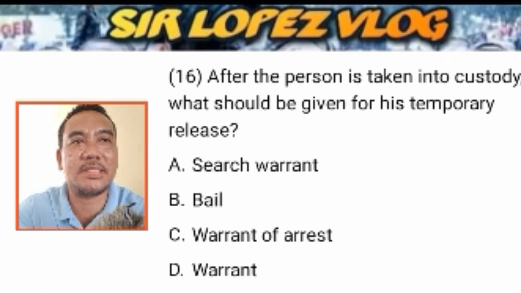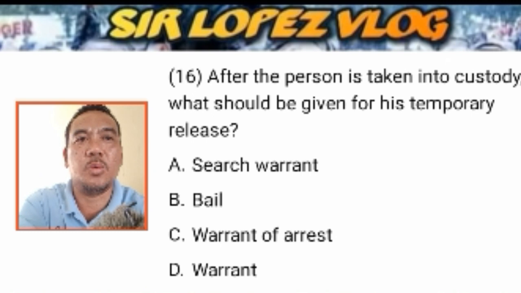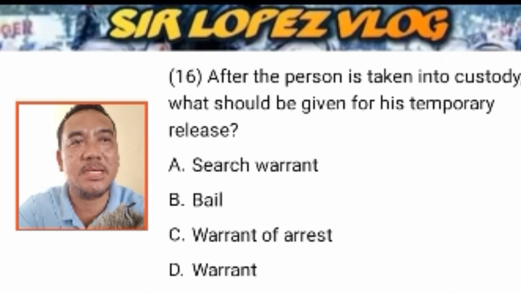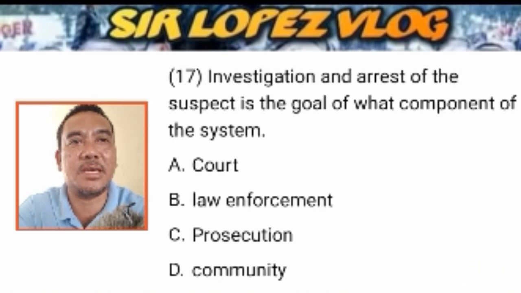After the person is taken into custody, what should be given for his temporary release? A. Search warrant. B. Bail. C. Warrant of arrest. Or letter D. Warrant. 17. Investigation and arrest of the suspect is the goal of what component of the system?